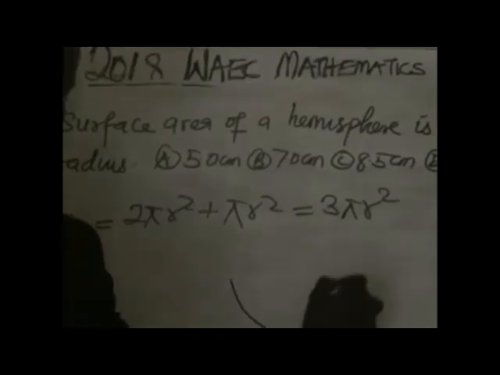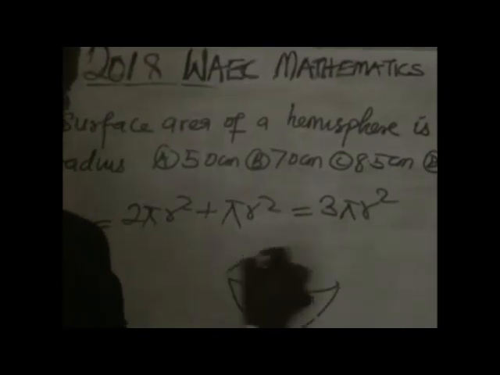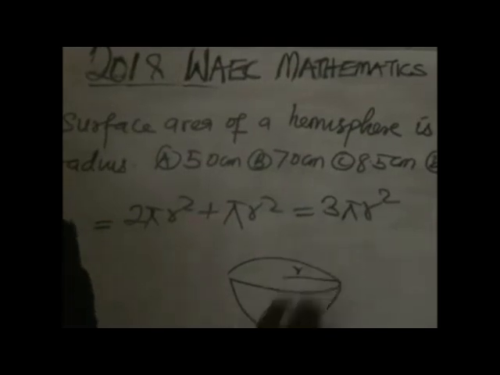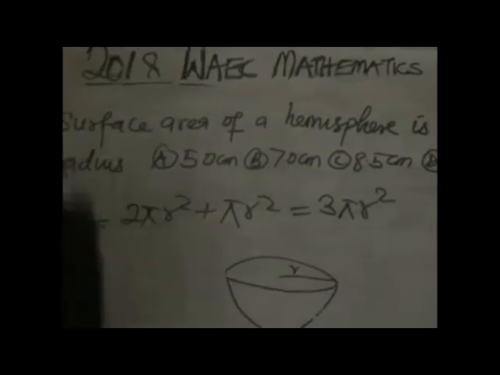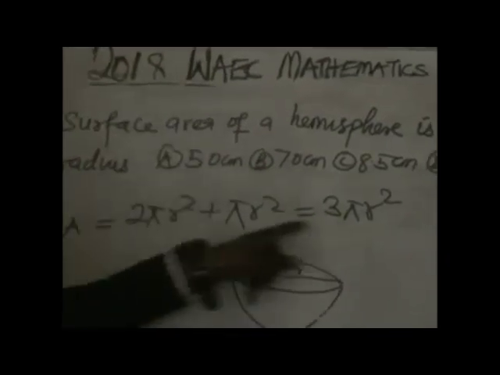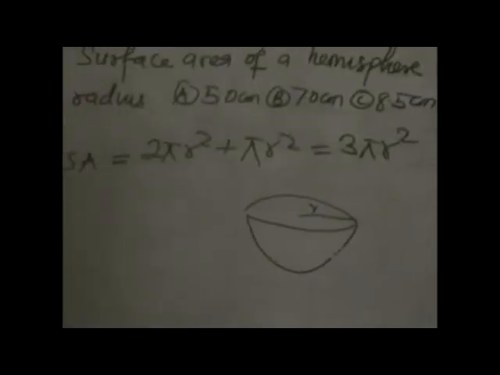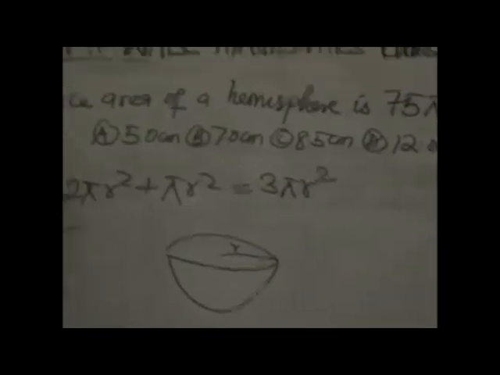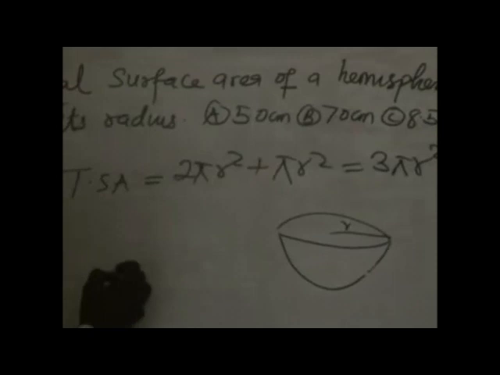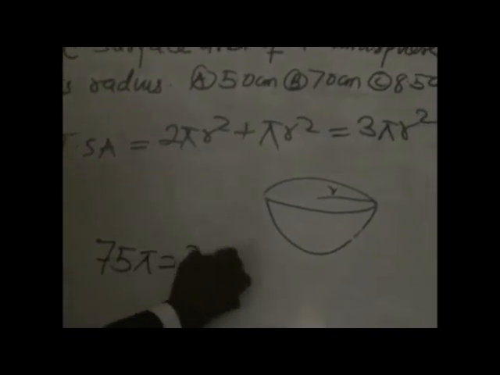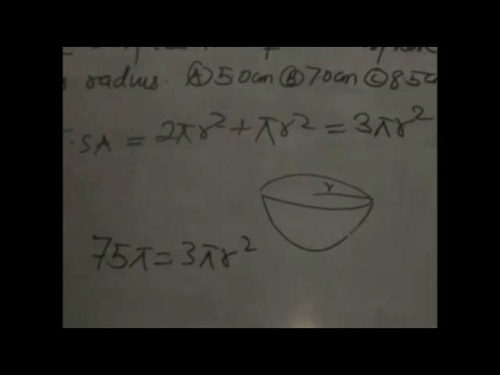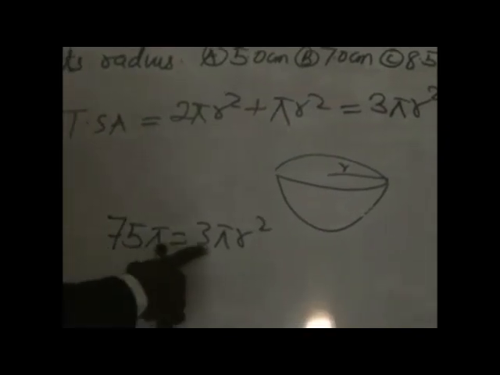You know, a hemisphere is half of a sphere. Understand? Okay? This is the radius. So the curved surface area plus the area of the flat base is equal to 3 pi r square. Now you have been given the total surface area as 75 pi square centimeters. So this becomes 75 pi equals 3 pi r square. Okay? So 75 pi equals 3 pi r square.